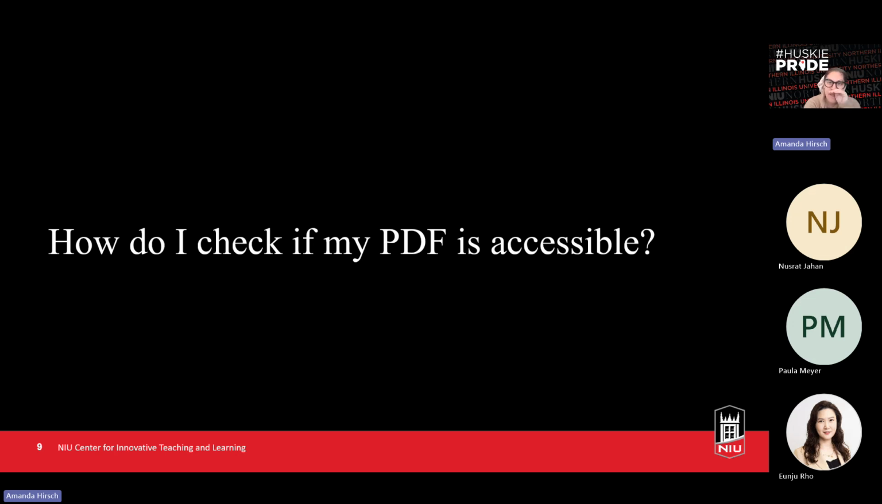Blackboard Ally: when a PDF is uploaded in your course materials, Ally automatically gives you an accessibility score. So it'll be low, medium, high, perfect, and it'll show you issues.